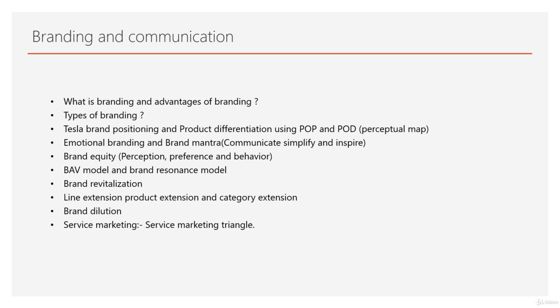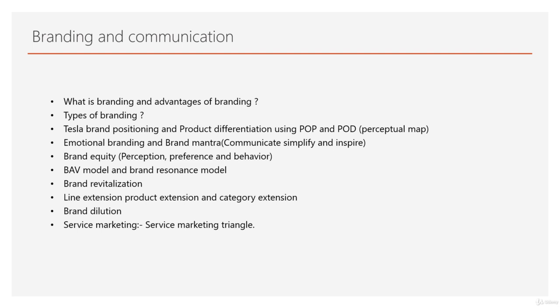And to simplify the perceptual map, we will take an example of Tesla, where we will understand how Tesla is able to create a point of difference. Also, we will understand emotional branding and the brand mantra used by Nike, and how they simplify and motivate a huge audience using these simple terminologies.